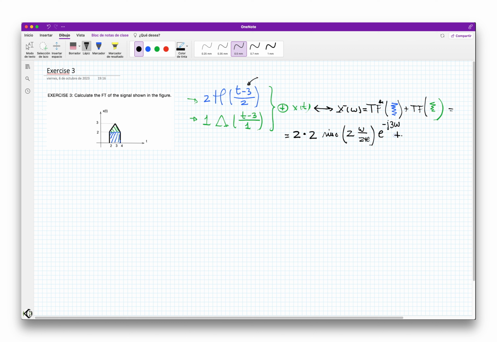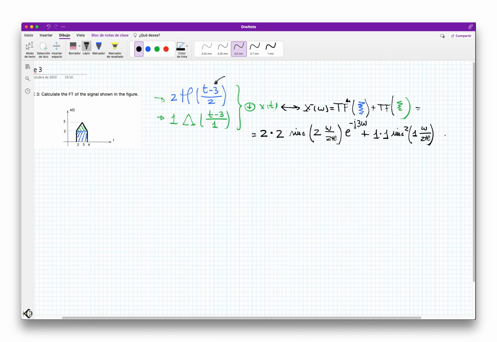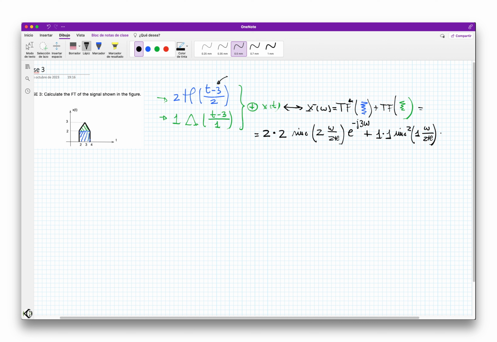And then we go for the green part. So the green part is also the amplitude, in this case 1, times, in this case we put half the width, which is 1, and then sinc squared of the half width, omega divided by 2 pi. And also, as it is displaced 3 units to the right, we need also to put an exponential term, which is e to the j omega, and then we put here the displacement, which is -3.